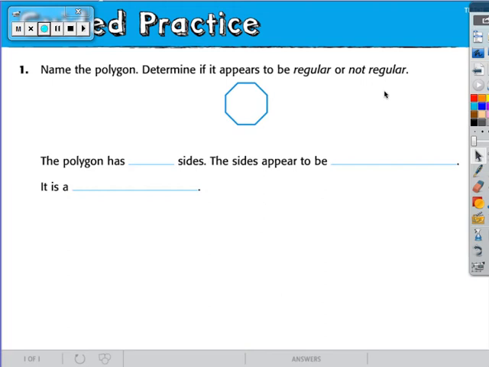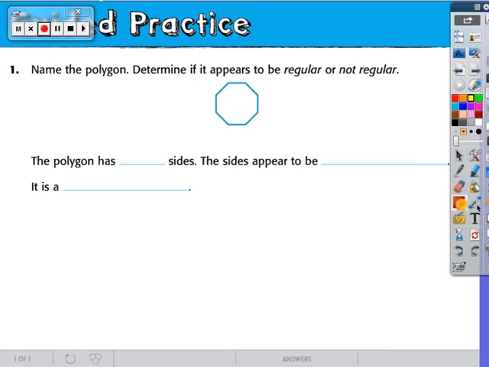Oh, tricky, tricky, tricky. You need a ruler. Well, think about it. If you're going to draw a regular polygon, all of these sides need to be the same length. Now, if you do not have a ruler, you can use something that is straight. For example, let's say I have a piece of paper. Here's my piece of paper.